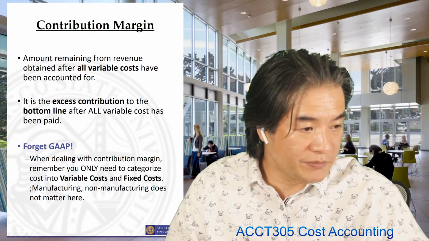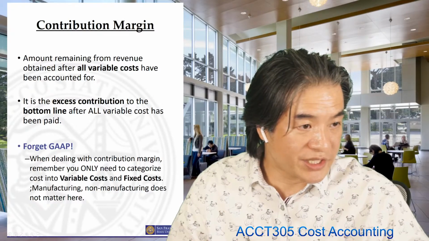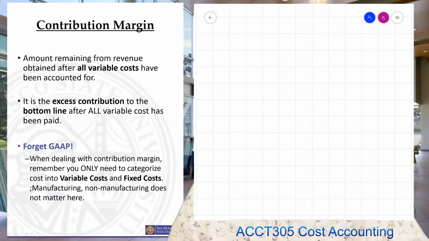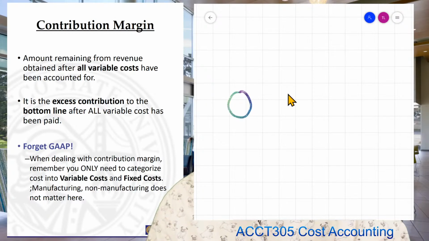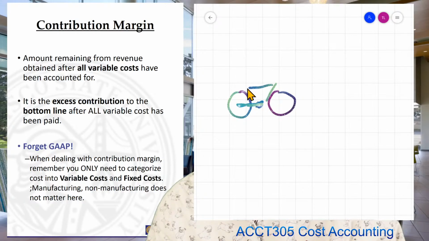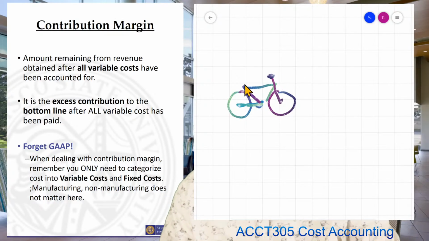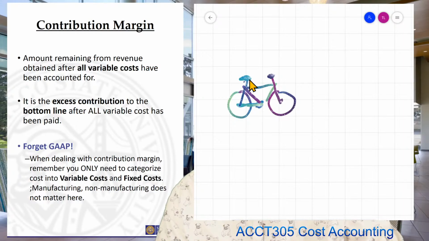Let me bring up my writing pad. First, let's draw a bicycle. Very nice color. What does a bicycle look like? That's a bicycle. I'm missing a chair. And that's a bicycle. Very nice color. Something that my daughter will like.